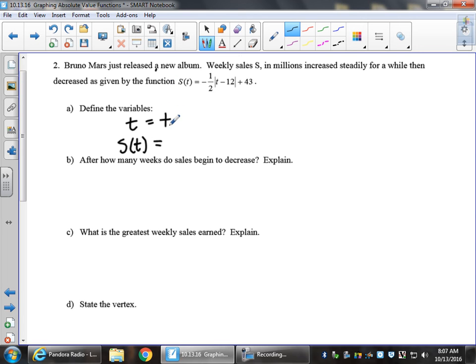How is time being measured? And then once I know how many weeks have gone by, what output do we know? The sales, and how is sales being measured? Millions. Okay, there we go. Now we have our variables.